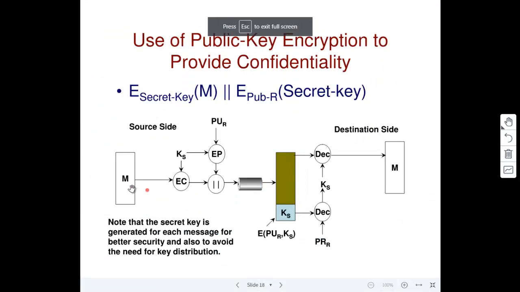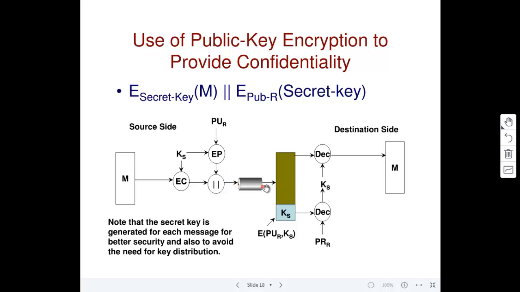So to provide confidentiality, you generate a secret key, and that is this KS, and you encrypt that with the public key of the receiver, so that is shown here. So EP means encryption, encrypt with the public key of the receiver, and also use that same secret key to encrypt that message. So that's what is shown here. So combine the encrypted message along with the encrypted secret key and send it.